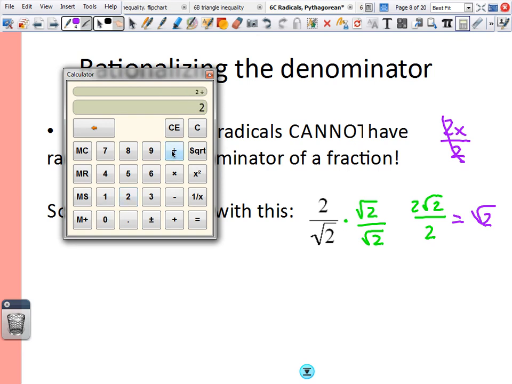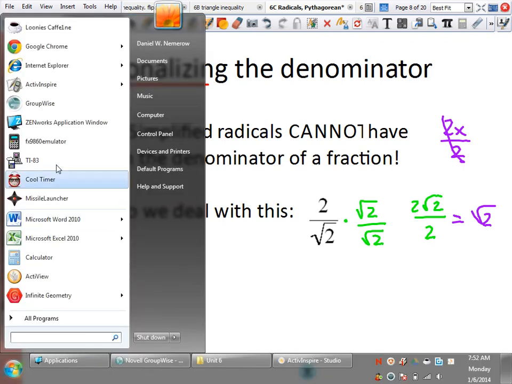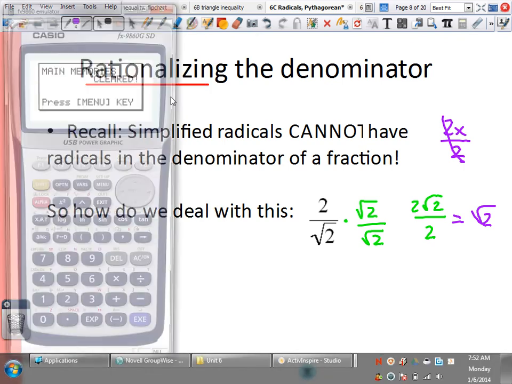Okay, so we can do 2 divided by 2 square root. Whoopsie daisy. And there, I said it again. This calculator has trouble doing it. Let me get out my Casio calculator.